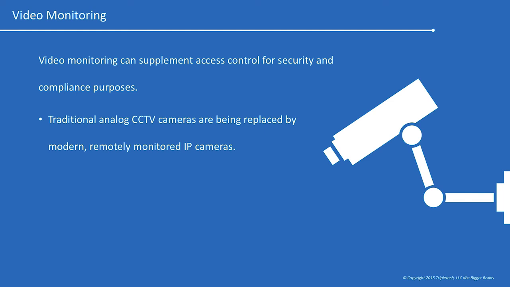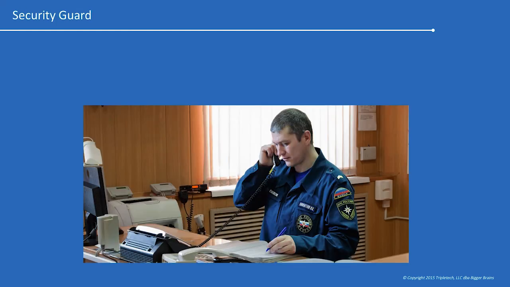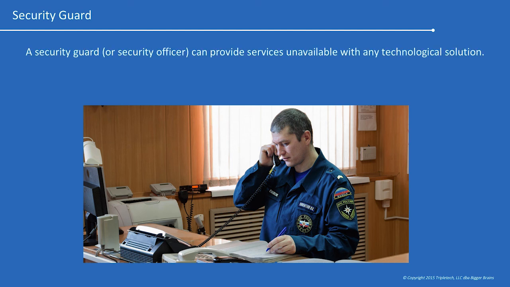And finally, the last physical security measure is the good old-fashioned security guard. Having a real-life person as a security guard or security officer can do a lot of things. They can provide a lot of services that are unavailable in any technological solution. For example, signing up new users, verifying identity, updating records, and that sort of thing.